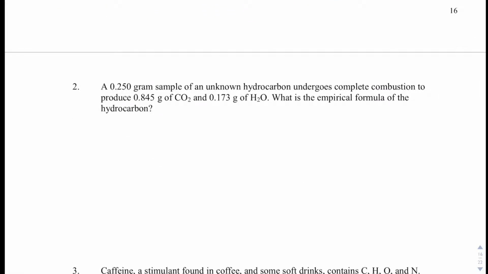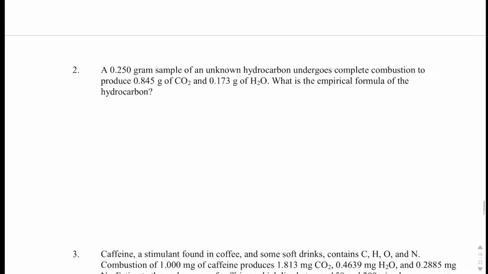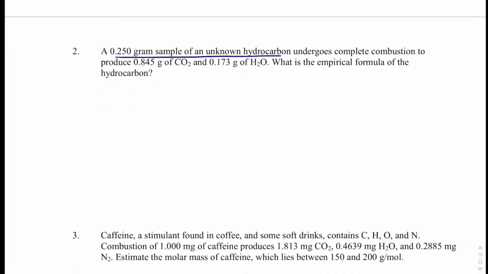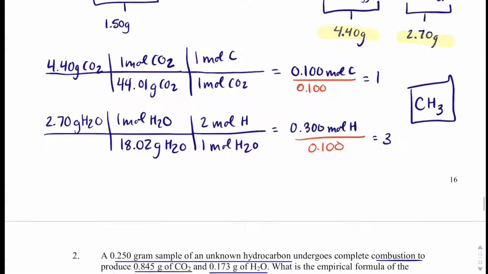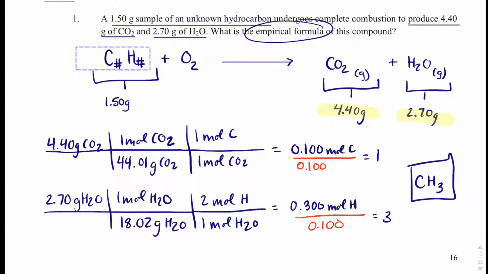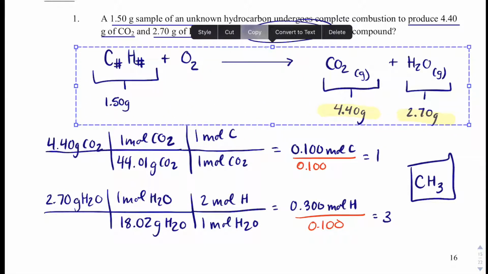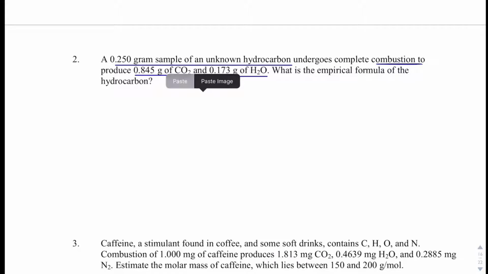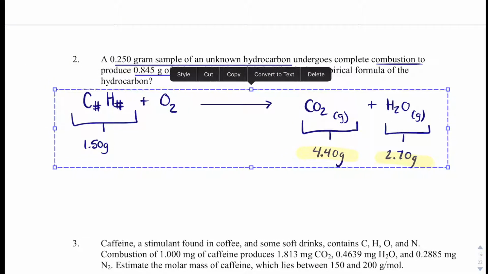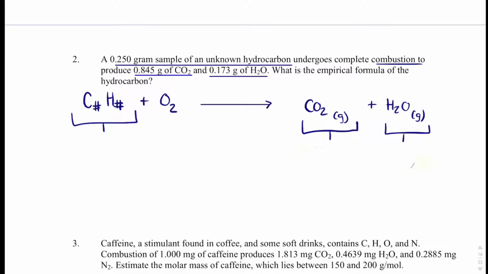And in number 2 here, I am given a 0.250 gram sample of hydrocarbon, and we're going to combust it. And we produce 0.845 grams of CO2 and 0.173 grams of water. So let me first set it up to help me out, and then I will worry about the math. I can just go up here. It'll be the same type of problem, and I'm going to make my life a little bit easier. I've got my reaction. I've just got to change some numbers, but it's the same problem.